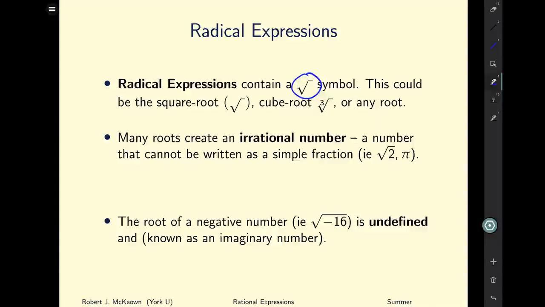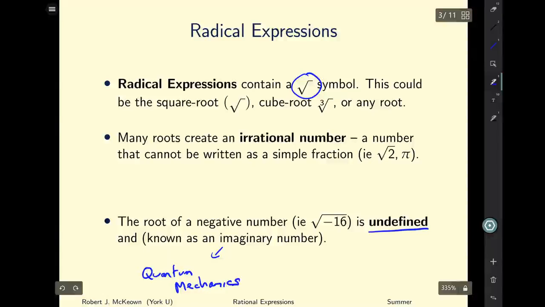When working with square roots, you always want to remember that it's not possible to take the square root of a negative number. The square root of a negative number is undefined. And these are sometimes known as imaginary numbers. Imaginary numbers are important if you're studying quantum mechanics, quantum physics, but they're not important, or at least I've never found them to be important in economics. It's not something we use in economics. In economics, we focus on the real numbers, which I'll show you in this next slide.